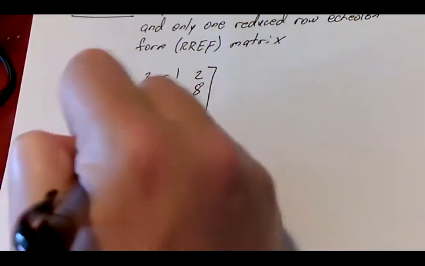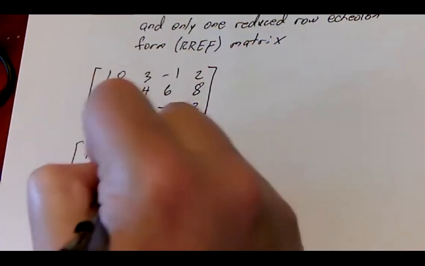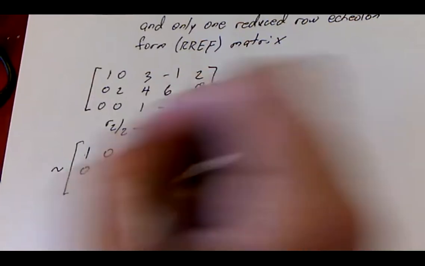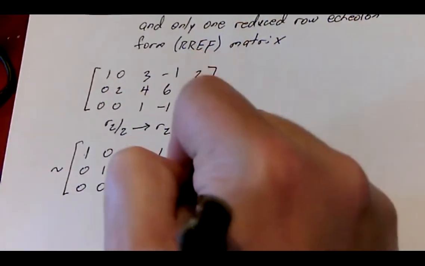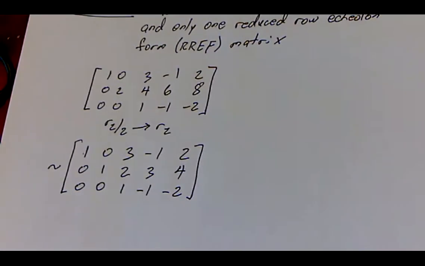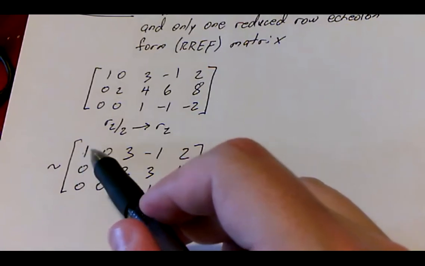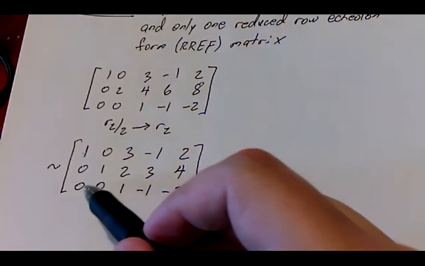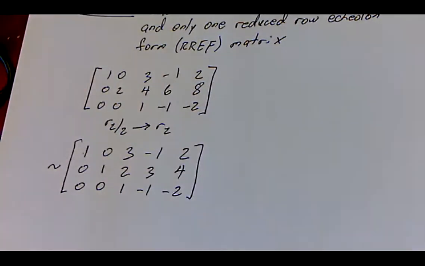So my equivalent matrix has the same row 1. Row 2 then is divided by 2. And row 3 is the same as before. Now, my first column, I have my leading entry 1, zeros below it, good to go. Second column, I have my leading entry 1, zeros above and below, so we're good there.